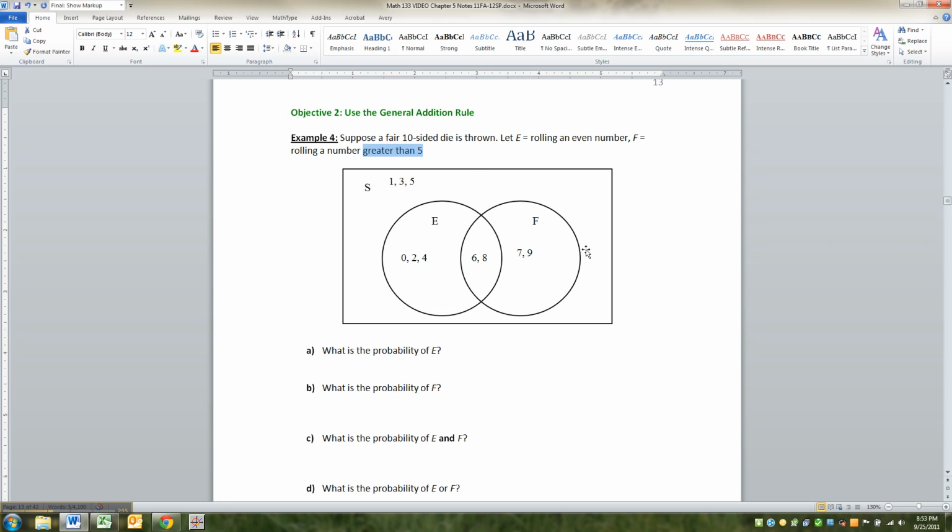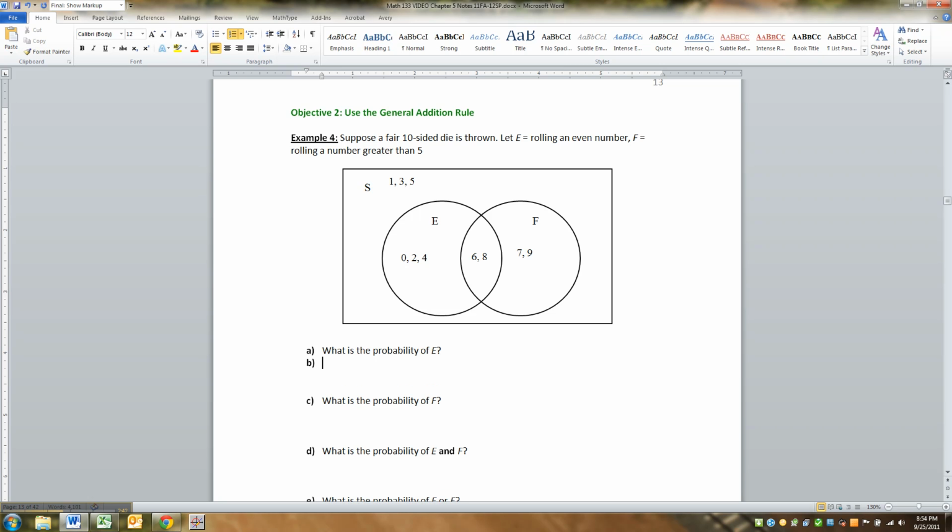But the issue with that is that 6 and 8 are even numbers, but they're also greater than 5, right? So they're in what's called the overlap. They're where the two rings intersect. So those two numbers are both even and greater than 5. So in this case, these events E and F are not disjoint, right? They have an overlap. They have an intersection, namely 6 and 8. Okay, so how is that going to change things?